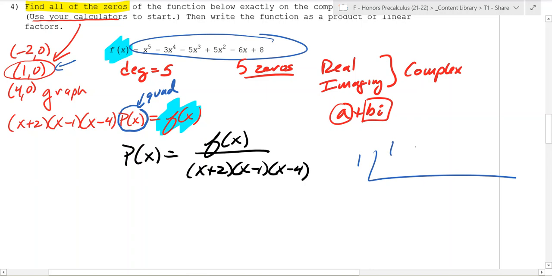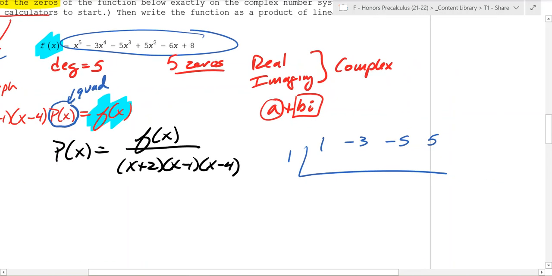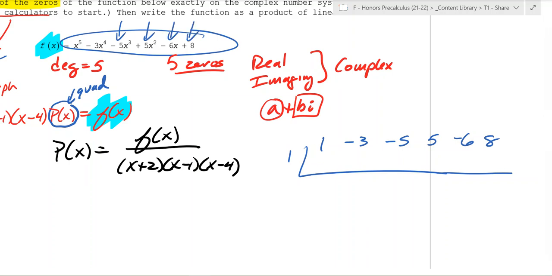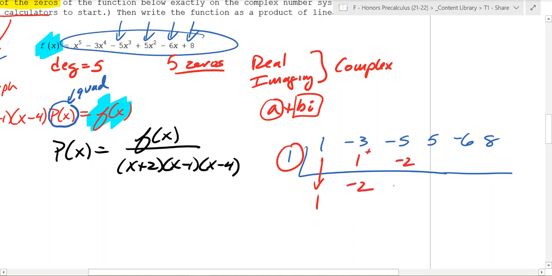They are 1, -3, -5, 5, -6, and 8. So checking that: 1, -3, -5, 5, -6, and 8. Remember what we do is we drop this first one down, we multiply by this, it's 1, so it's just going to be 1, you add them, -2, -7, -7, -2, -2, -8, and 0.